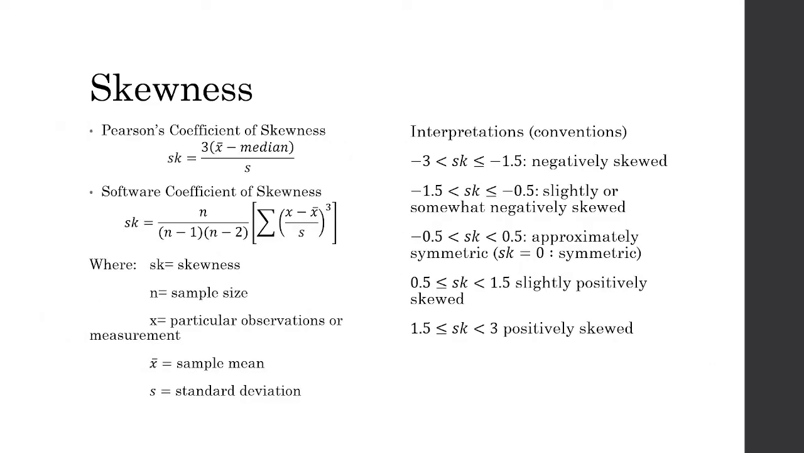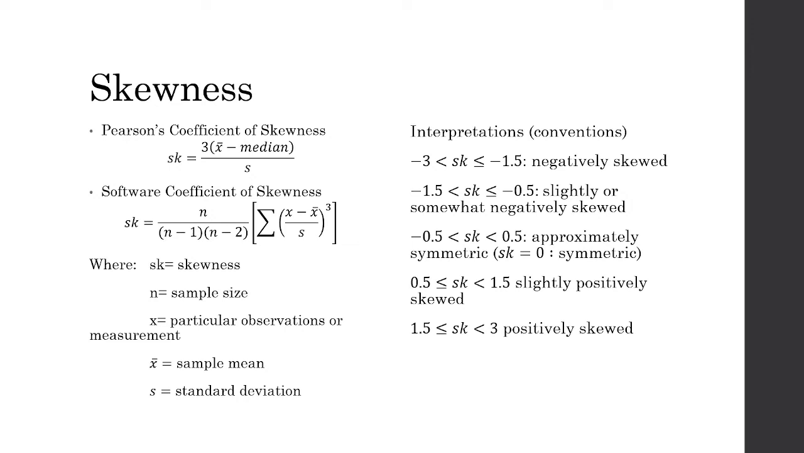So, for the computation, we will be actually looking into two types of skewness. We have there the Pearson's coefficient of skewness, and we have the software coefficient of skewness. So for the Pearson's coefficient of skewness, we just need to first quantify our mean, our median, and our standard deviation, and we will be having a quantity that will tell us kung ano ba ang type ng skewness meron tayo.